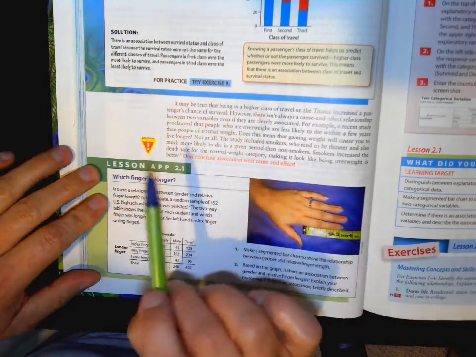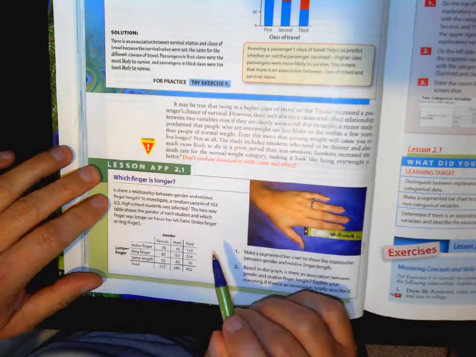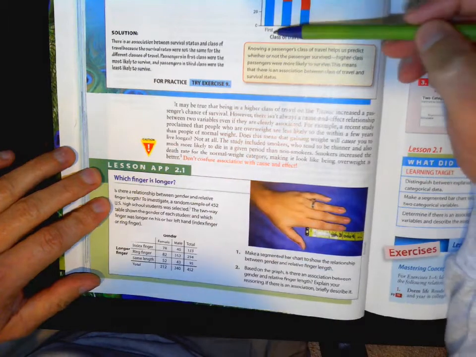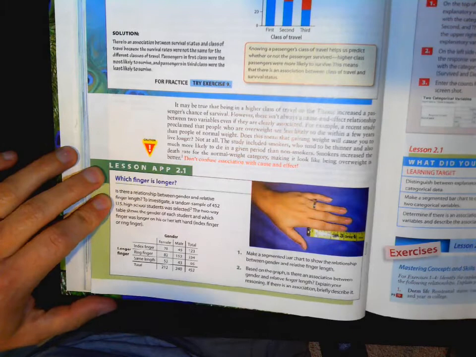So just because there's an association doesn't mean that there's causation. You might have heard that in some other classes as well. We can have an association, right? First class and survival has an association, but it doesn't mean that one causes the other. Okay.